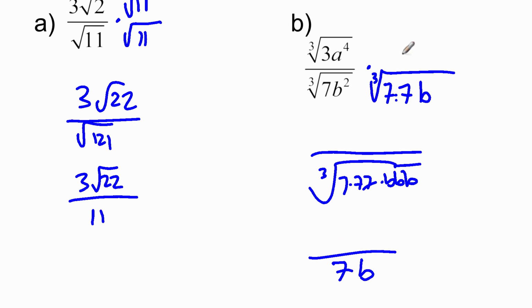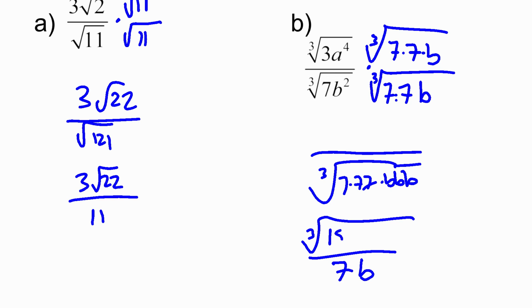But if you multiply the bottom by that, you also have to multiply the top by that. So 7 times 7 times b. So when you multiply, that'd be 49 times 3, which is about 157. That's still under the cube root sign. And then you'd have an a to the fourth and a b.